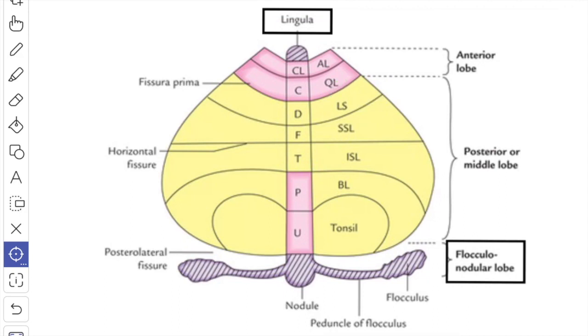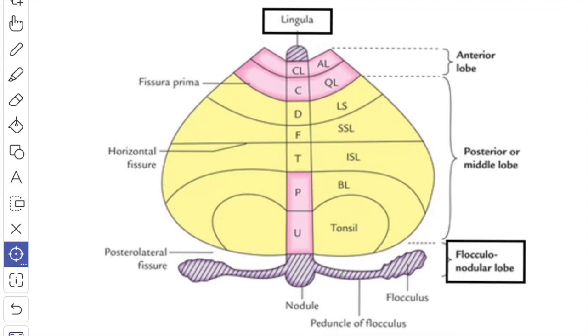The posterior or middle lobe lies between the fissura prima on the superior surface and the posterolateral fissure on the inferior surface. The flocculonodular lobe is the smallest of all the lobes and it lies on the inferior surface in front of the posterolateral fissure.